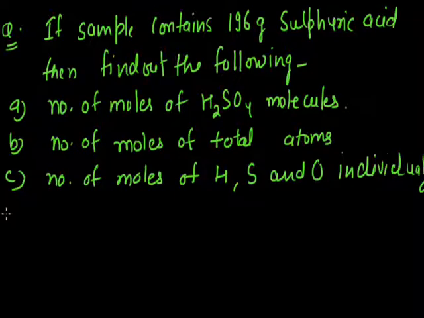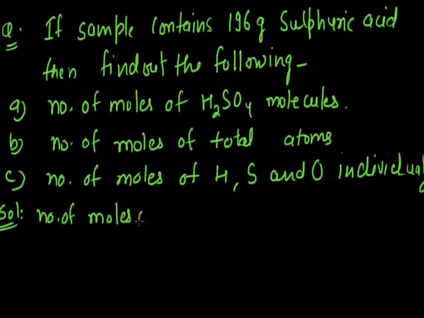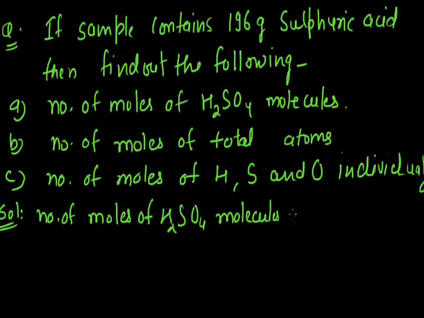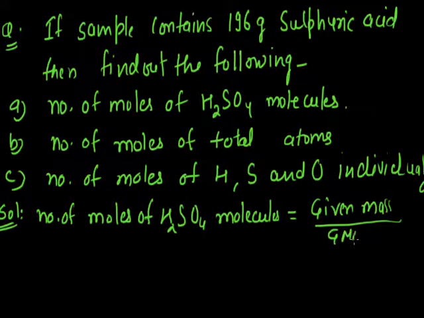Now we will solve the question. As we know, number of moles of H2SO4 molecules will be given mass upon GMM. Here we use GMM because we want to find out the number of moles of molecules, not number of moles of atoms. Given mass is equal to 196 gram upon GMM.